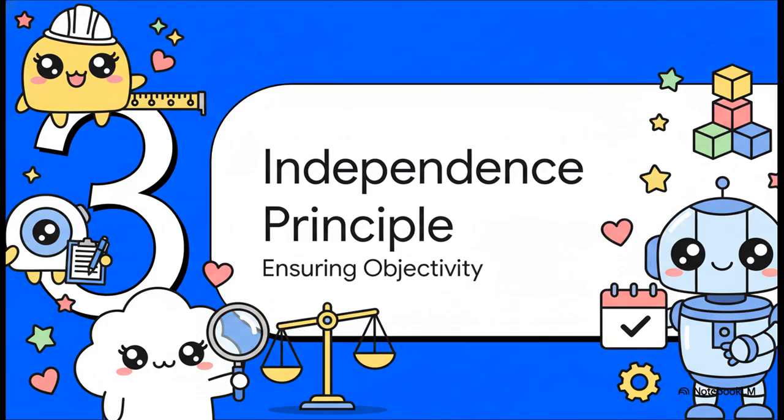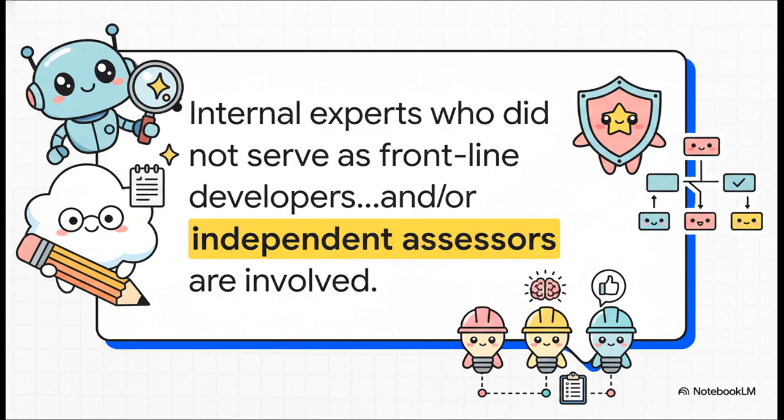Okay, so we know what we're doing and how we're doing it. But there's a vital principle we have to talk about before we even get to the numbers, and that's who is doing the measuring. And the framework is crystal clear on this point. It says that assessments should involve experts who were not the frontline developers. Now, this could be a separate team inside your company, or it could be completely independent, third-party assessors.